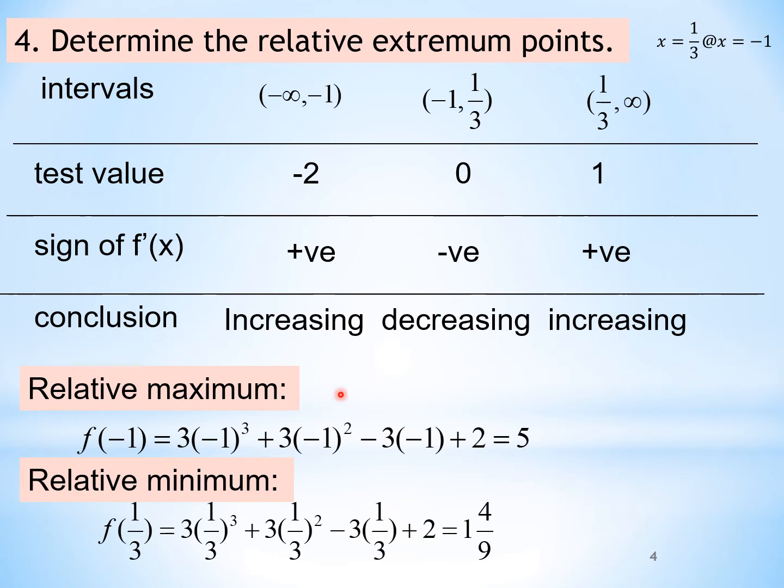So now you can find your relative maximum from here. Since you already have these two values, for the relative maximum when x equals negative 1, you substitute into f. So you get 5. So now you have a complete point, which is negative 1, 5. 5 here is your y value. And for the relative minimum, you substitute x equals 1 over 3 into your f function. Then you get the y value. So now you have 2 points, this and this.